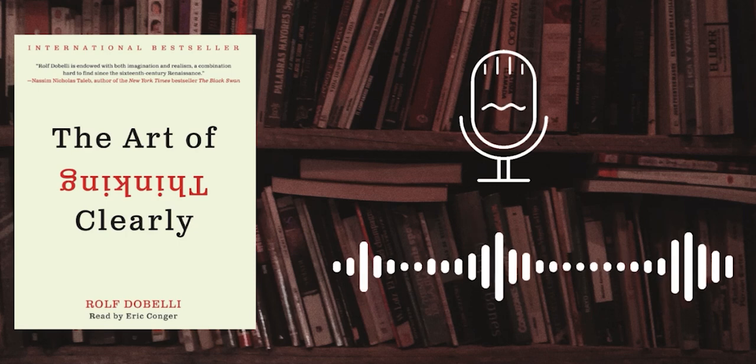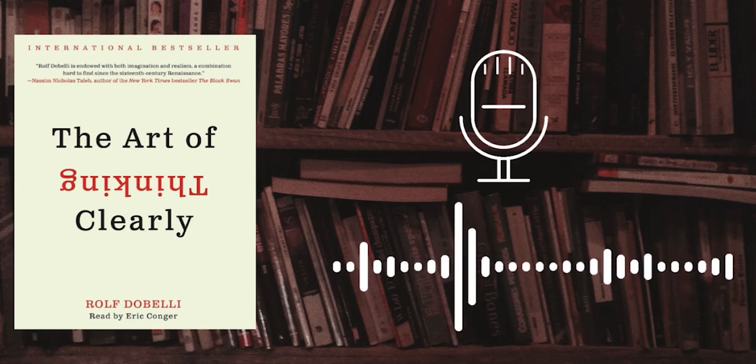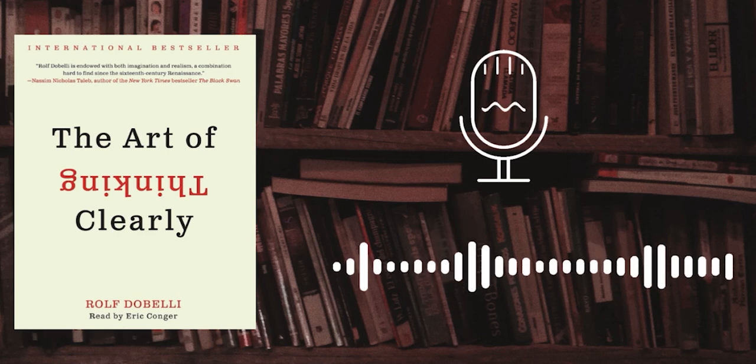Illusion of asymmetric insight. The illusion of asymmetric insight is the belief that we understand others better than they understand us. This can lead to overconfidence in our judgments. Recognizing this illusion helps us remain open to others' perspectives and improve our understanding.